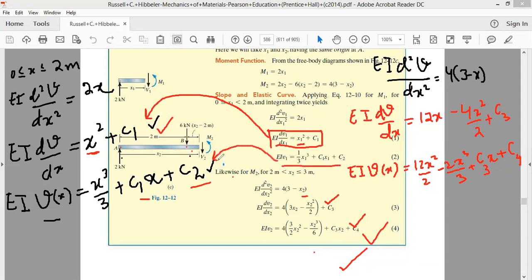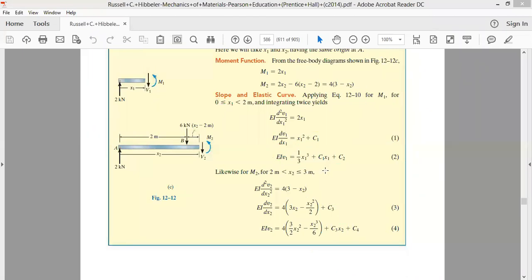It's the equation which we have derived, and this fourth one is here. So these four equations we'll be using, and we'll be wrapping up whatever we have drawn till now. Now, in order to find the values of these constants of integration C1, C2, C3, and C4, we have to apply the boundary conditions.